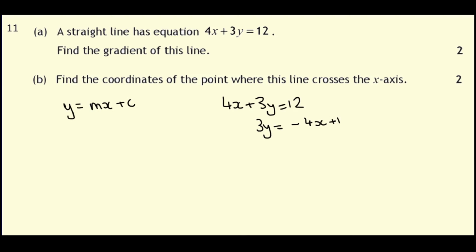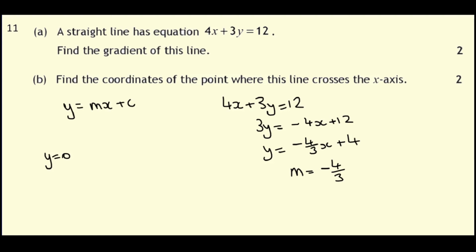Okay, for part B, we're looking to find the coordinates of the point where it cuts the x-axis. It'll cut the x-axis when y is equal to 0. So let's go back to the original formula here. We've got 4x plus 3y equals 12. If y is 0, that means that 4x is equal to 12, or that x is equal to 3. So it cuts the axis at the point 3, 0.